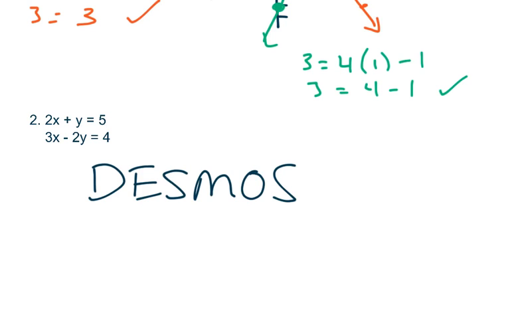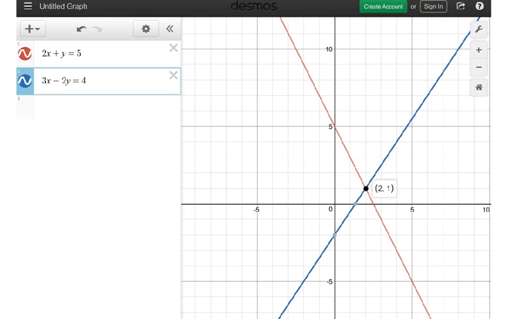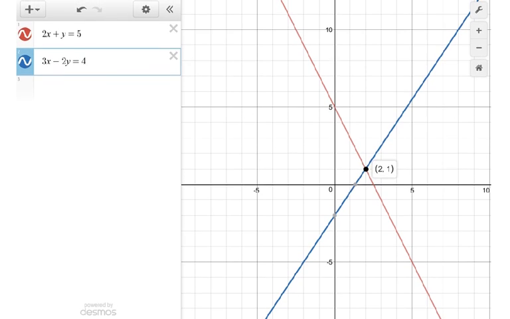What you're going to see is a screen that looks like this. Let me slide this up a little bit. Over here on the left, you type in your two equations, 2x plus y equals 5, 3x minus 2y equals 4, and it will show you different colors. The red line over here is the first equation, the blue line is the second one. If you had more, there would be more colors. But what we're really looking for is this point of intersection.